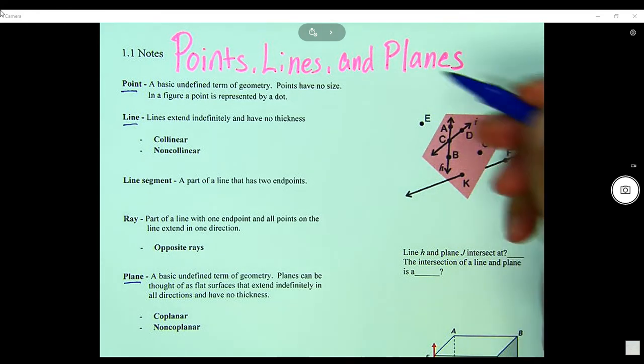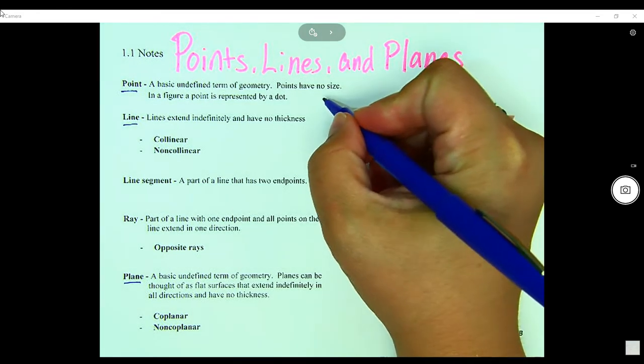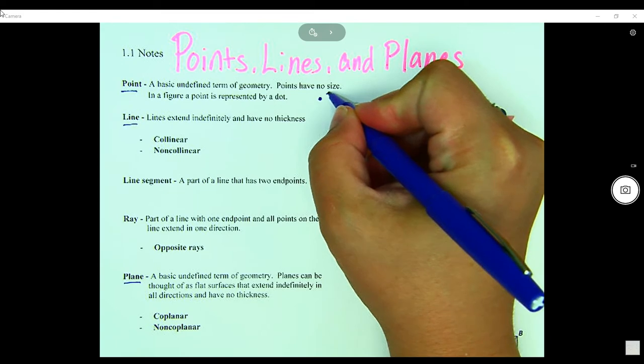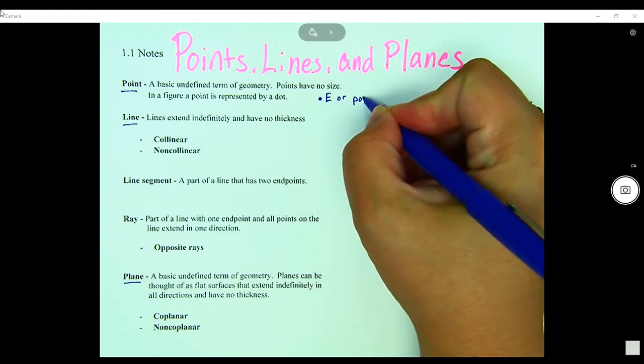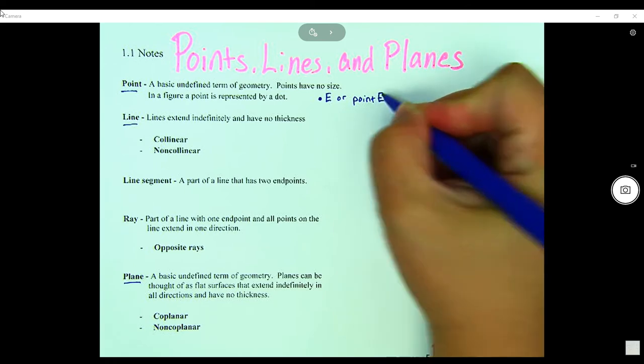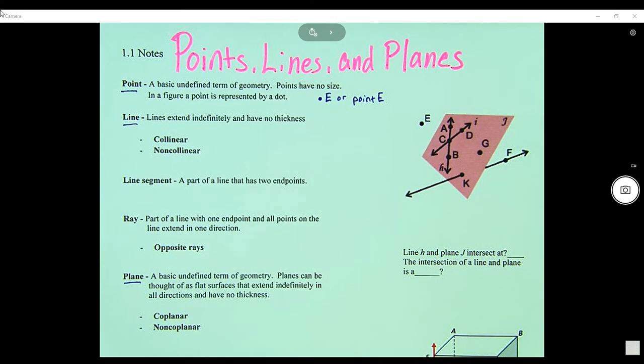So for example, this is point E, and sometimes you'll see it like this, point E, or you will just see point E, and even more frequently, you'll just see the letter E.